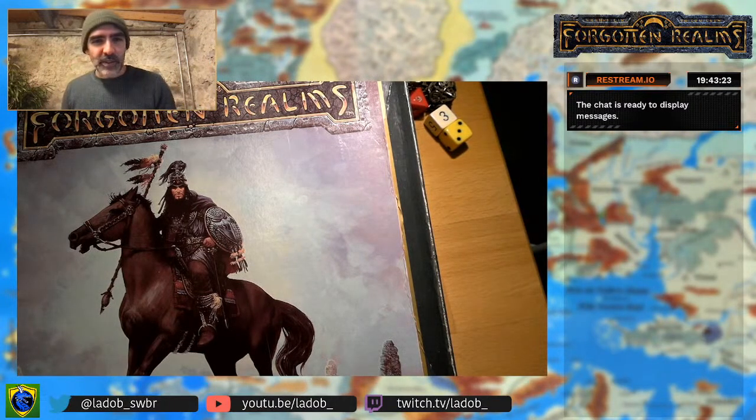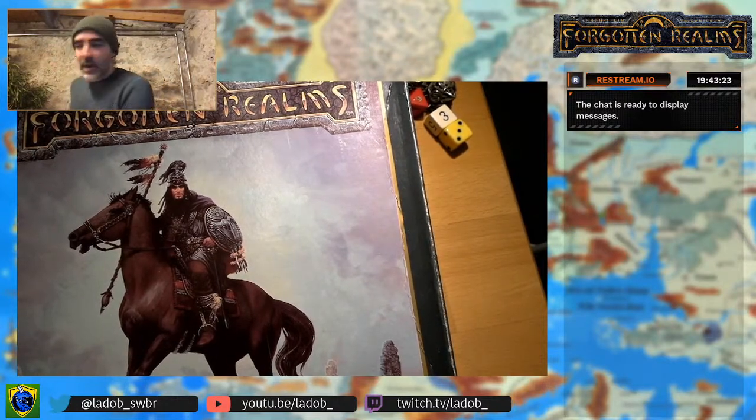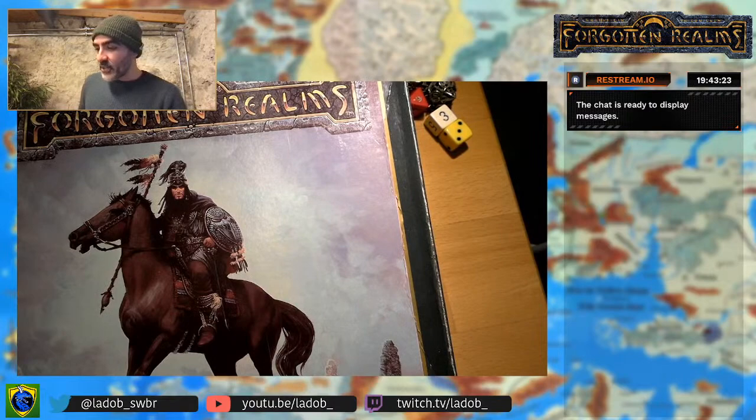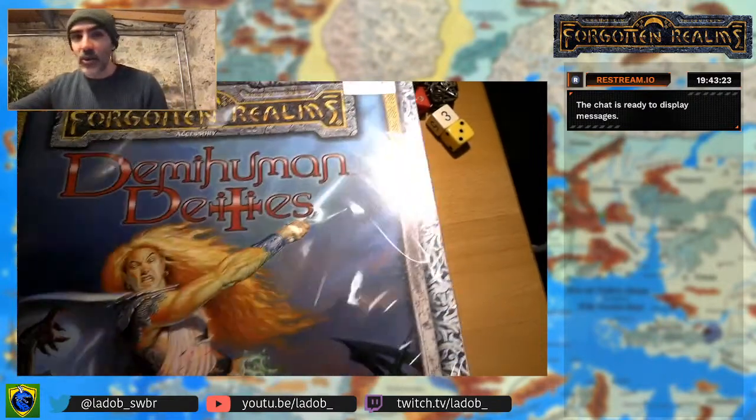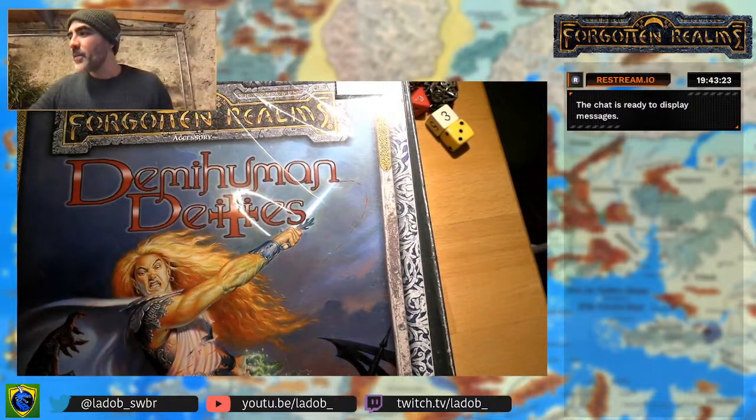Yeah, that's it for the dungeons part for now about the Forgotten Realms. One thing that I want to do later on is a primer about only the deities, because I got the companion to that awesome book that I told you guys about. This is the Demi-Human Deities book.